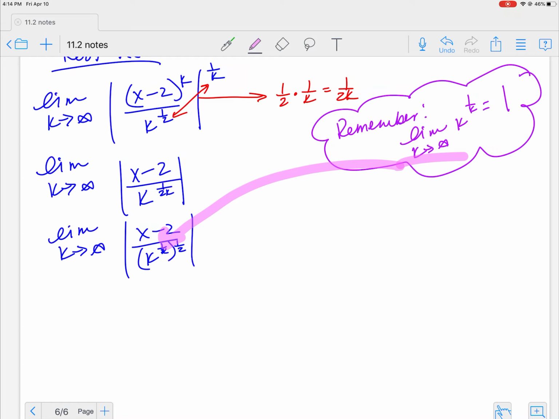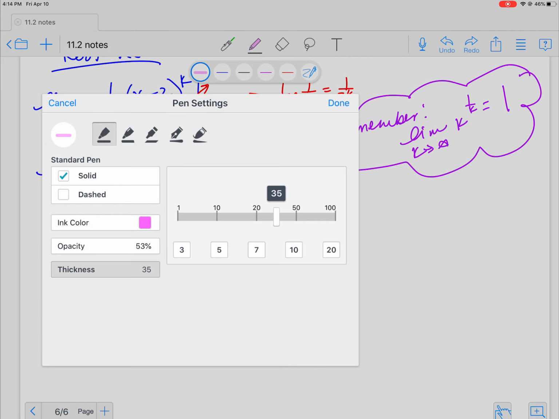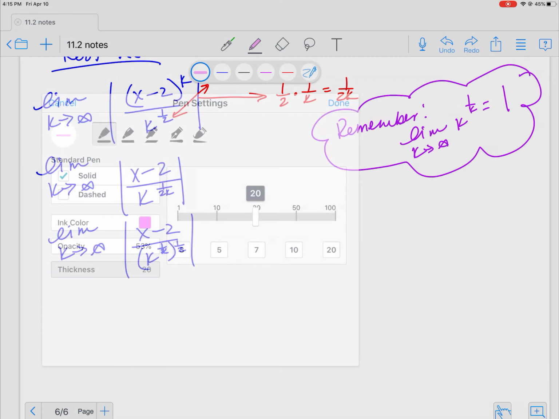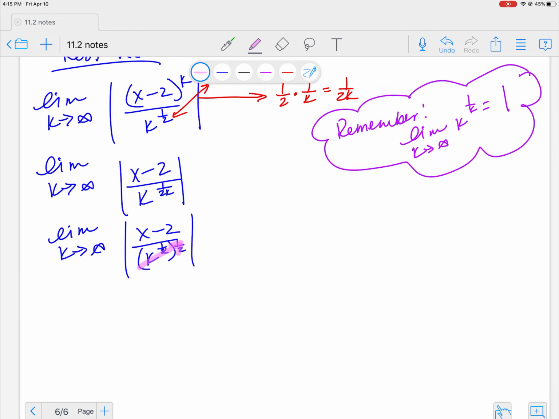So this k to the 1 over k right here is that part. I'm going to take that off. This whole thing in the denominator, I'm going to make this skinnier again. I feel like it's too big. Let's take it at least down to there. This whole thing goes to 1, because k to the 1 over k is 1, 1 to the 1/2. So now I'm left with x minus 2. We have an x left.